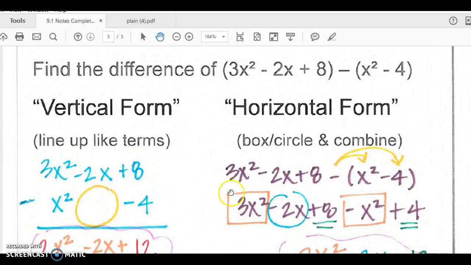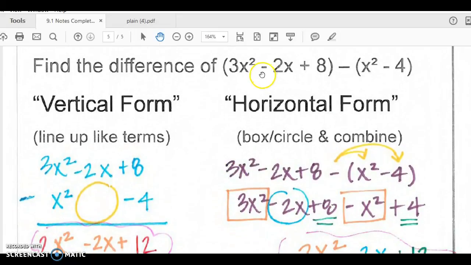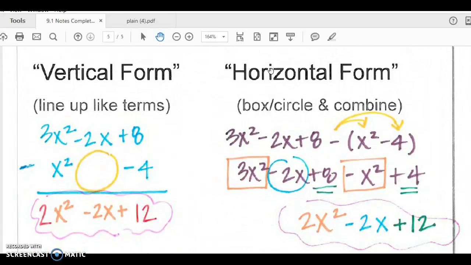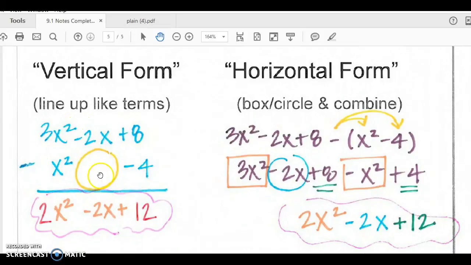Now subtracting, be very careful. I'm taking this trinomial minus this binomial. So again, line up your terms. Notice there are no plain x's there, so I leave that spot blank. 3x squared minus x squared is 2x squared. Negative 2 minus nothing is negative 2x. 8 minus a negative 4 becomes positive 12.